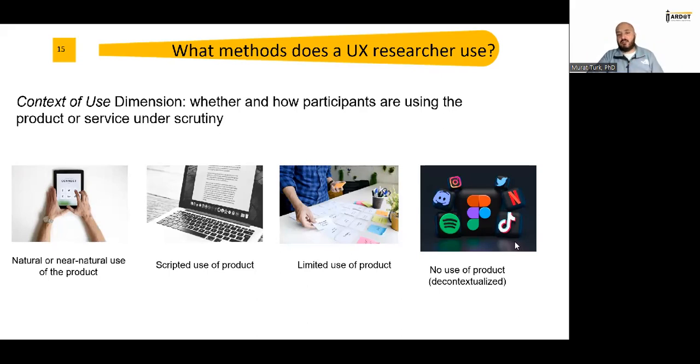And the last category, decontextualized, means there is no use of the product, right? Your goal is not to test usability, but it's about a study of maybe a brand perception, or a study of the general aesthetic attributes of a specific design style, right? So interviews, focus groups, surveys, these are some examples of studies in which the product is not actually used by the participants while doing the study.